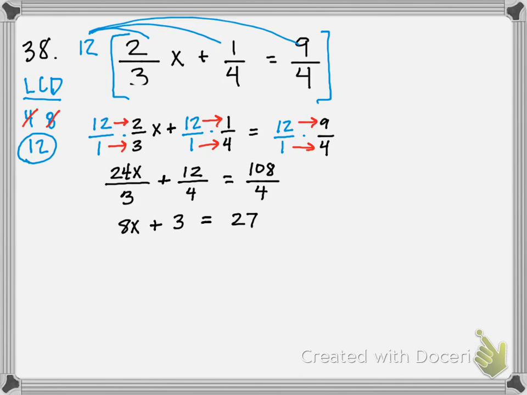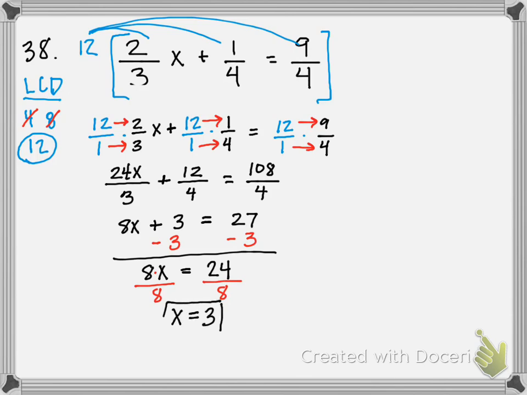So now that the fractions are gone, we can just isolate our x's. The 8x is already together, so I want to get rid of this 3, and to get rid of it, I will subtract it. And if I subtract from one side, I subtract from the other side. We're left with 8x equals 24. Last step to get the x by itself, got to get rid of the 8. 8 and x are multiplied together, so to undo that, we will divide. And we're left with x equals 24 divided by 8, which is 3.